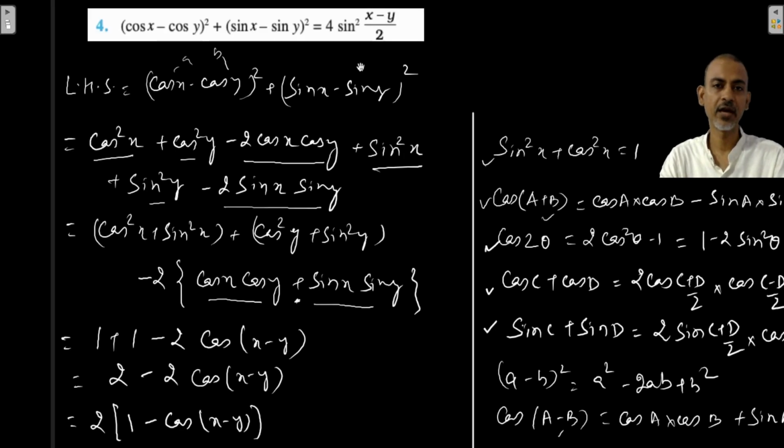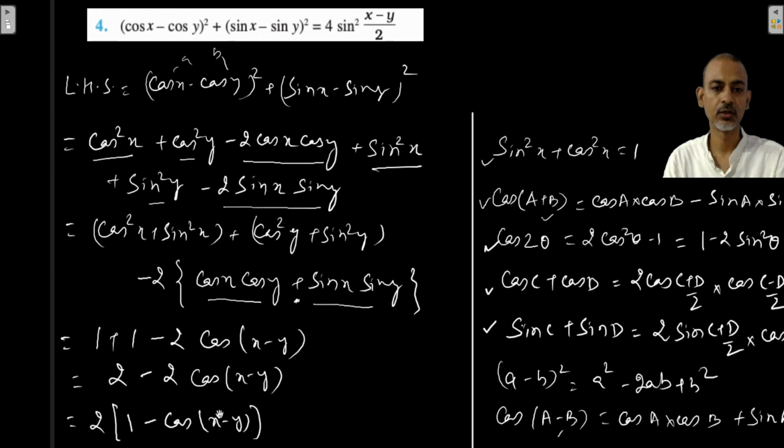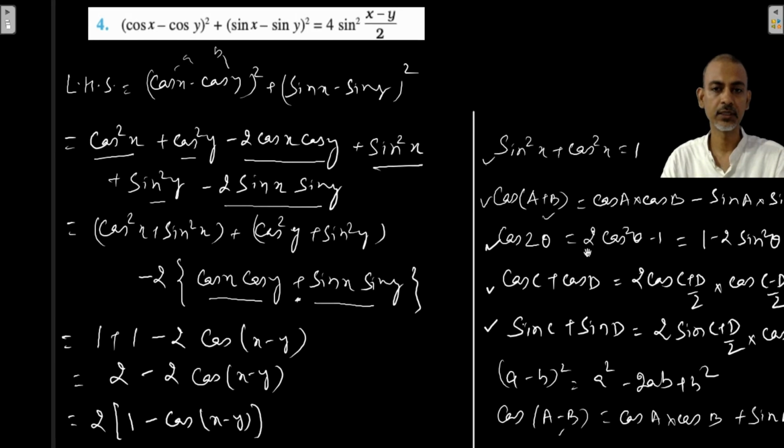Now what do we have on the right hand side? We have something like 2 sin square of (x minus y)/2. Alright. So you can see there is something like this over there, and it's (x minus y)/2. So if we can treat x minus y as 2 times theta, then cos 2 theta is nothing but 2 cos square theta minus 1 and 1 minus 2 sin square theta, right?